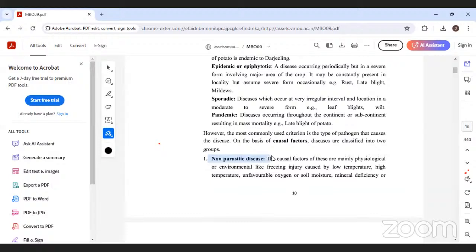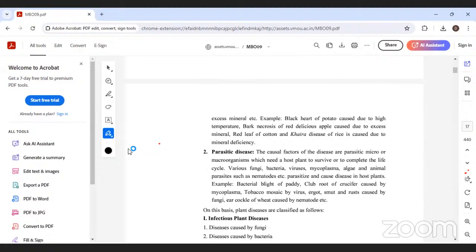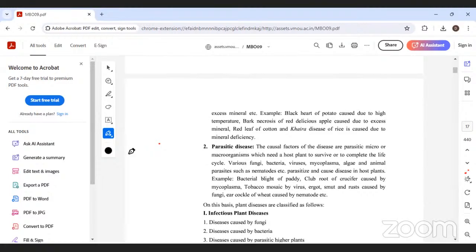See, the first one, what is non-parasitic? Non-parasitic disease: the causal factors of this disease are mainly physiological and environmental problems, like freezing injury caused by low temperature. What are the environmental factors? Main environmental factors: low temperature, high temperature, unfavorable oxygen condition, soil moisture, mineral deficiency, or excess of minerals. Sometimes in the soil you can observe an excess of minerals also.